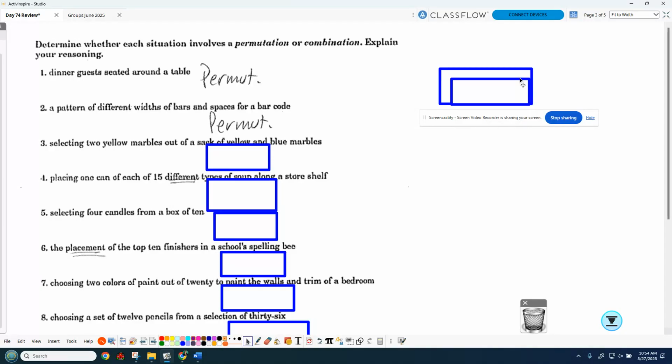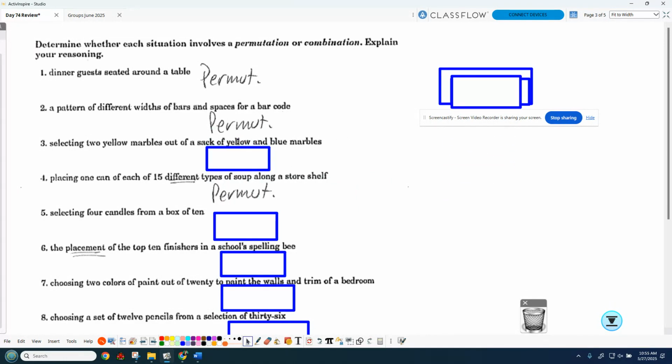I don't know. But I'd say that it says 15 different cans. It matters who goes first. Is it the tomato soup or is it the schmancy snapper turtle soup with sherry? I don't know. But I would say that it says different types of soup. That to me sounds like an arrangement.